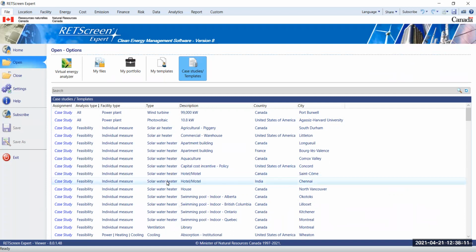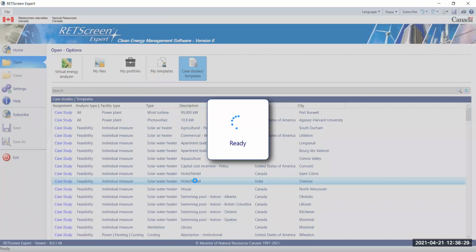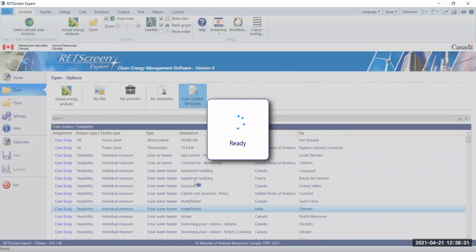We are going to consider this case study, which is basically what they call a feasibility study. So I'm going to load this. This is a case which has been run into the program, and it's the one that I'm going to open. It's loading the case study.